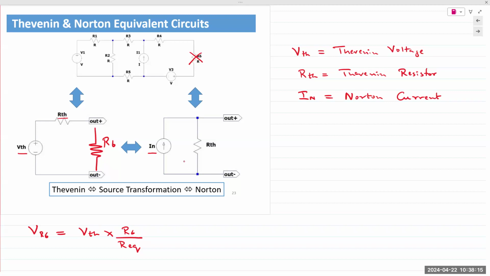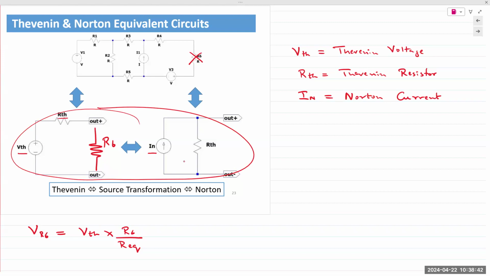Now, the Thevenin equivalent circuit is representative of that large circuit, and so is the Norton circuit. So if A equals X and B also equals X, we can say A equals B, right? So we can also say these two circuits are equivalent to each other. A Thevenin representation of a circuit would be equivalent to the Norton representation of the same circuit.